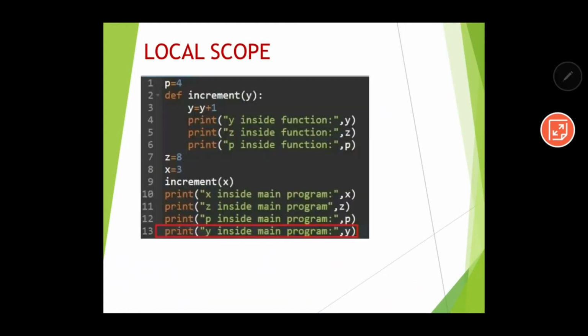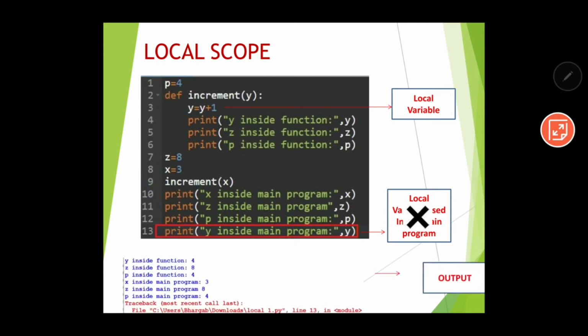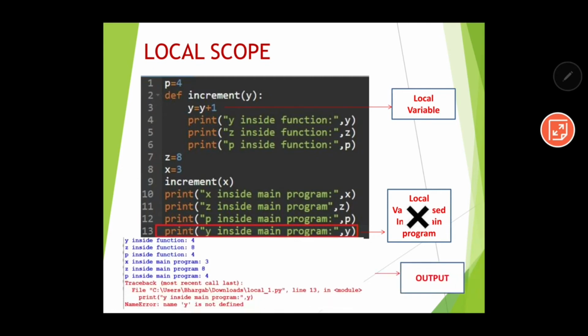So this is our program. So here y will be called a local variable. Here, since we are using y, a local variable is used inside the main program, which is obviously not acceptable. So never try to use a local variable within the main program. So this will be your output.